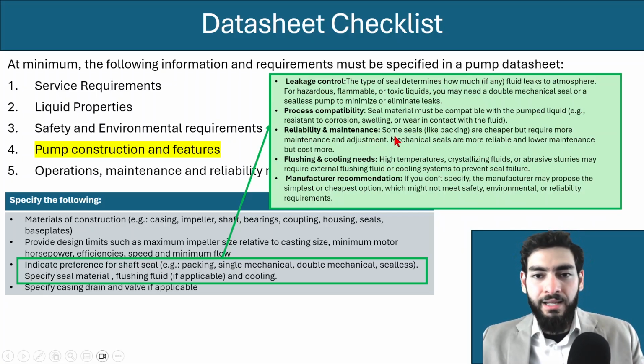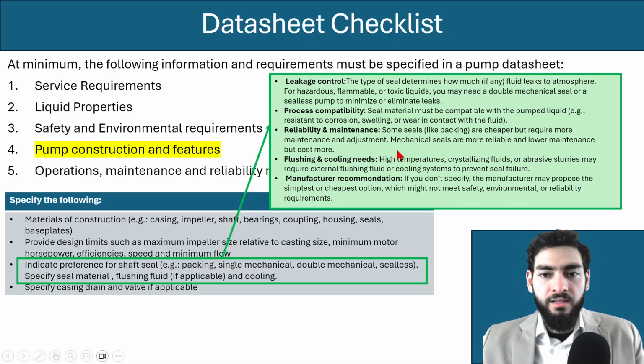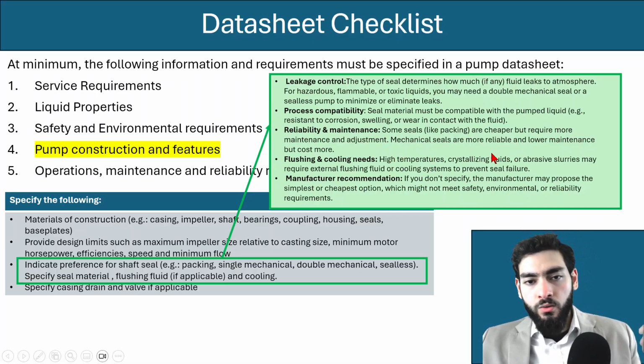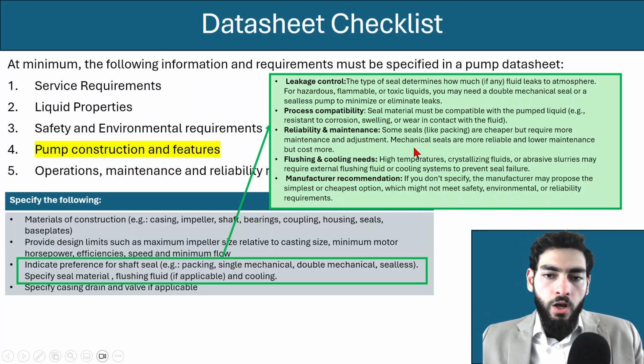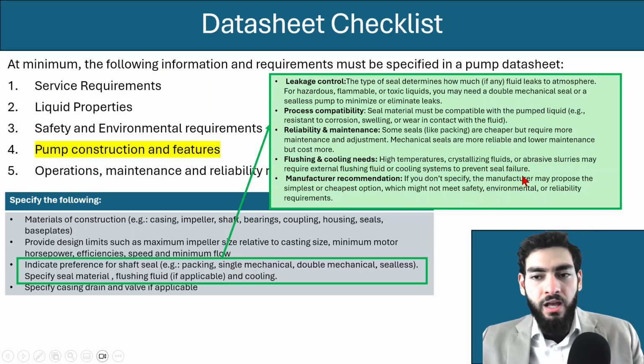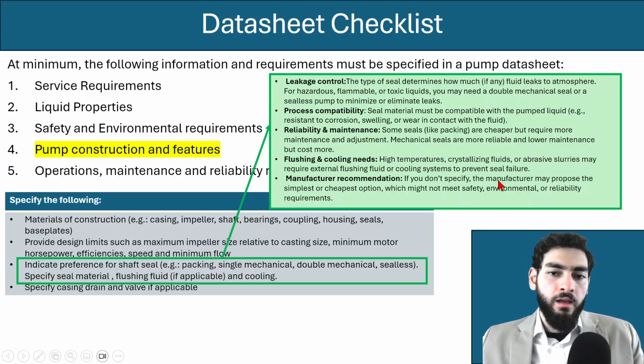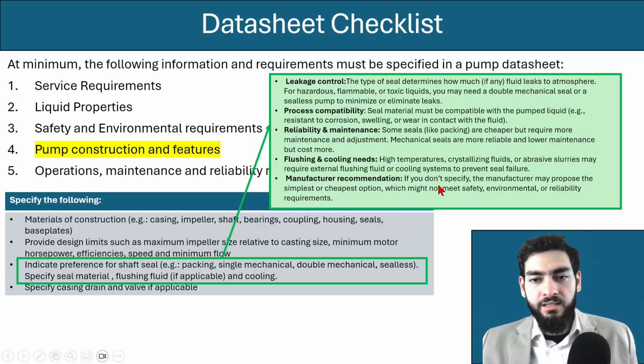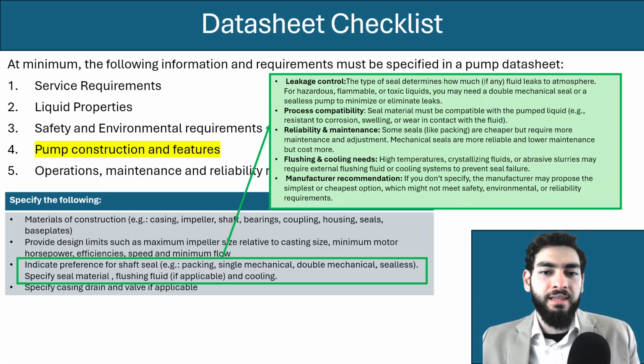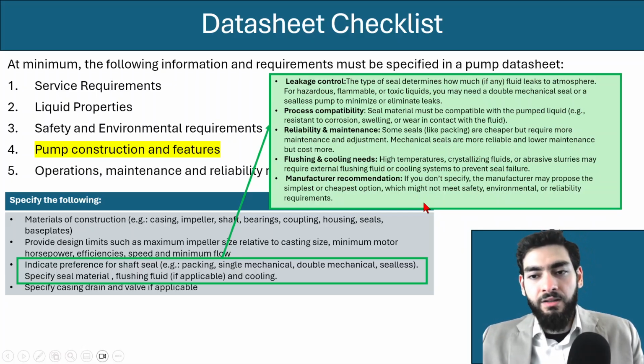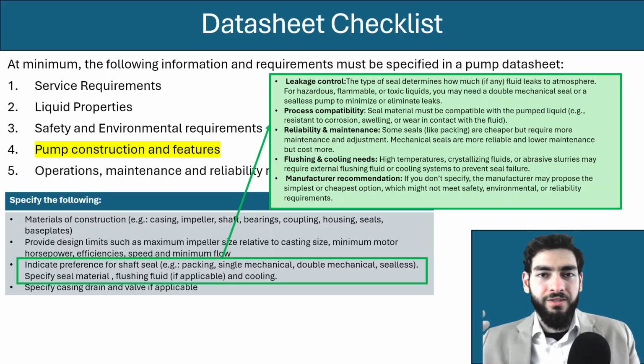And also for reliability and maintenance. So some seals, like packing, they're cheaper but require more maintenance and adjustment. Mechanical seals are more reliable and lower maintenance but cost more. Also, if you're operating at higher temperatures or abrasive slurries, they may require external flushing fluid or cooling systems to prevent any seal failure. It's important for you to specify that, because if you don't, the manufacturer just might recommend the simplest or the cheapest option, which may not meet the safety, environmental, or reliability requirements that you have for your application or your facility, let's say.